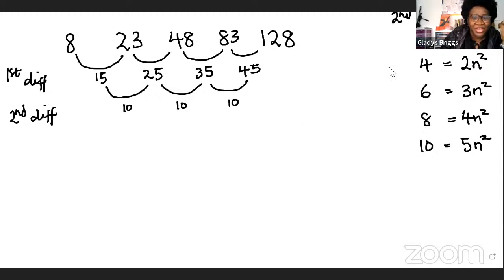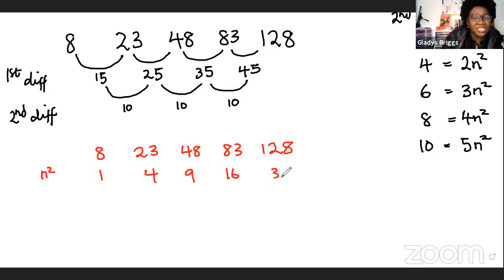Right, let me change my pen color. So now you write your sequence out: 8, 23, 48, 83, 128. And you have your n squared: 1, 4, 9, 16, and 25. Now you want 5n squared, because you have a second difference of 10. Yeah, you want 5n squared.